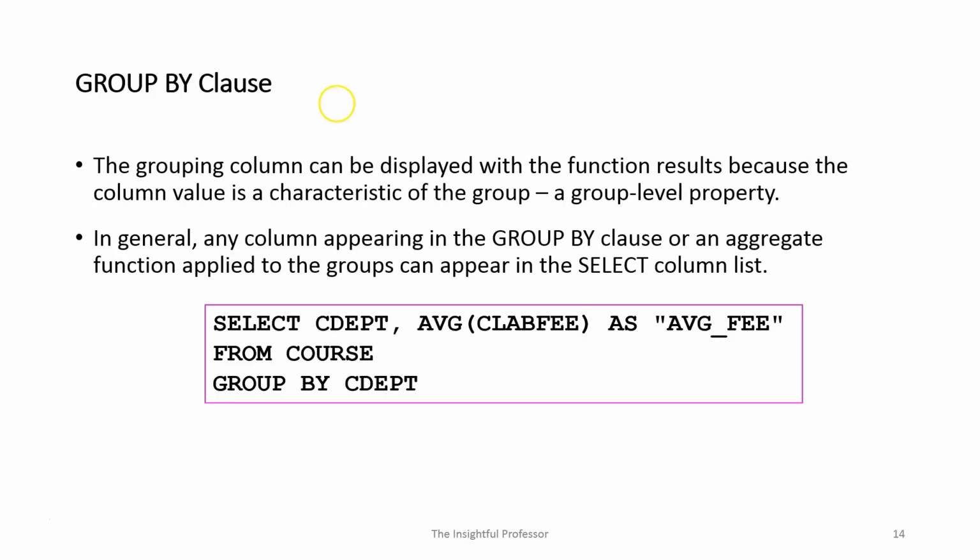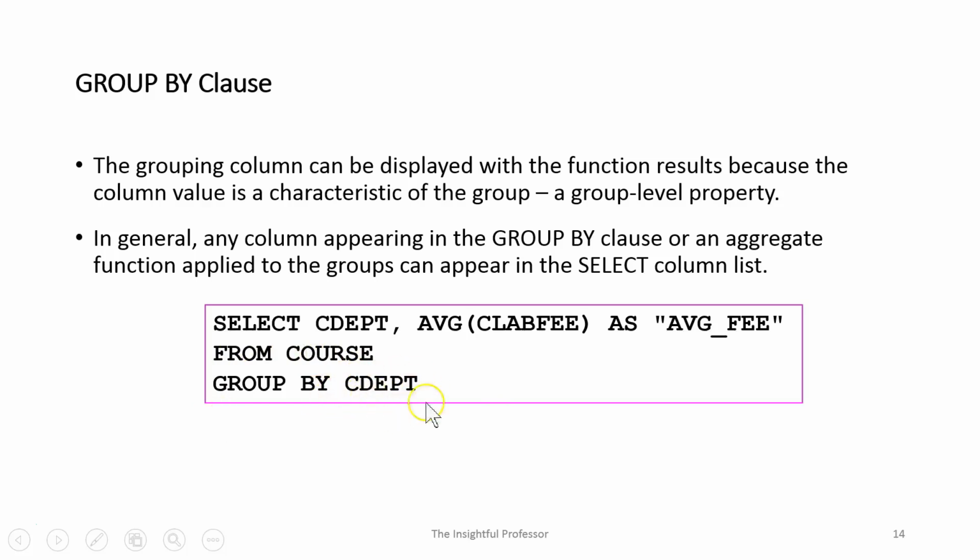So here's the general idea. The grouping column that we have in this example is C department. We're going to have all of the rows with the same C department value bundled together or grouped together. We can then apply the aggregate function, and what the system will do is it will apply this aggregate function. In this example, that being average of the lab fee, it will apply it to each group that the system forms.